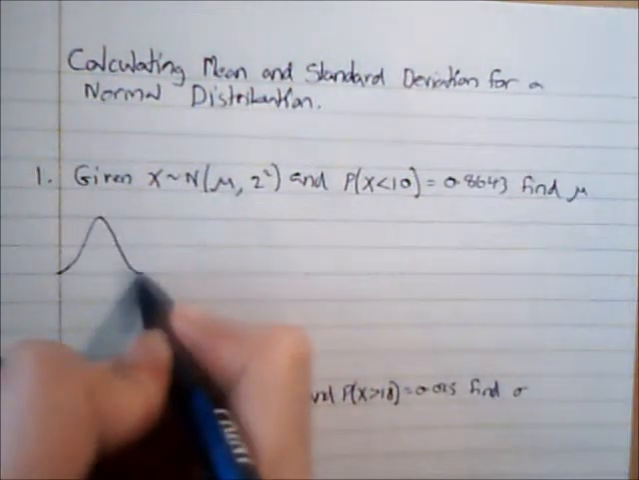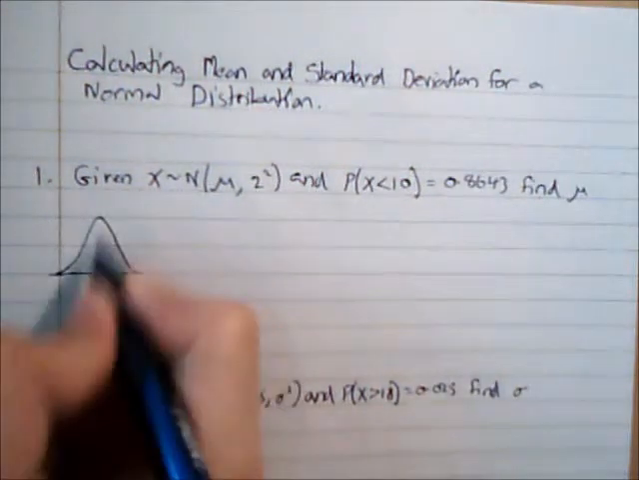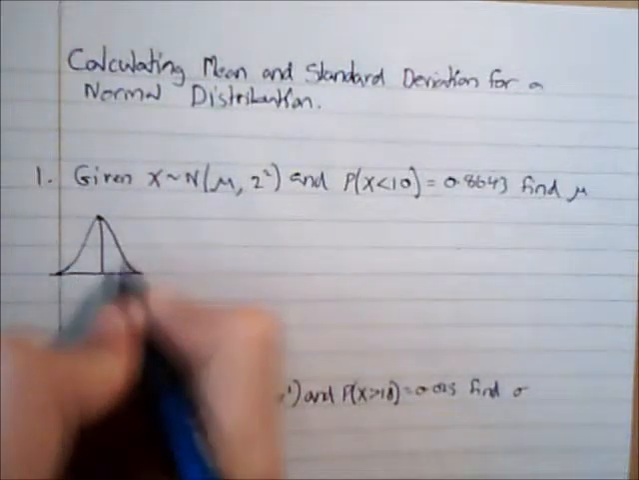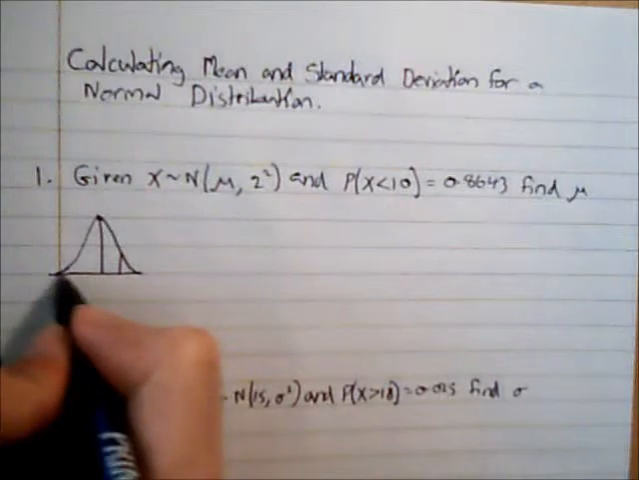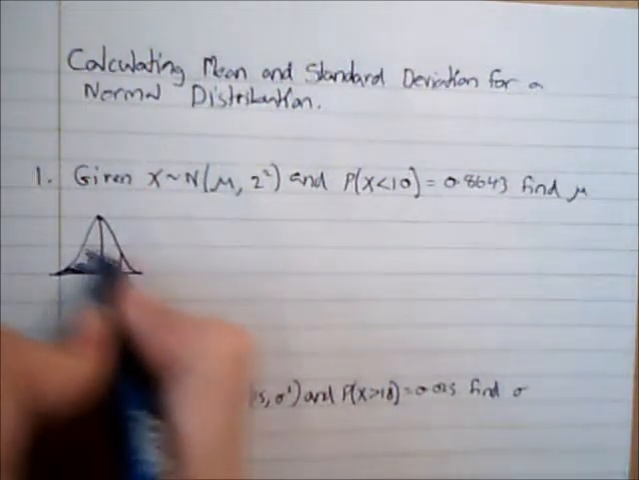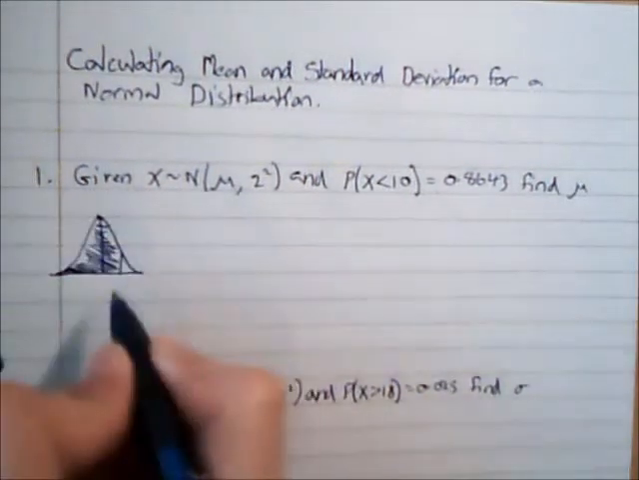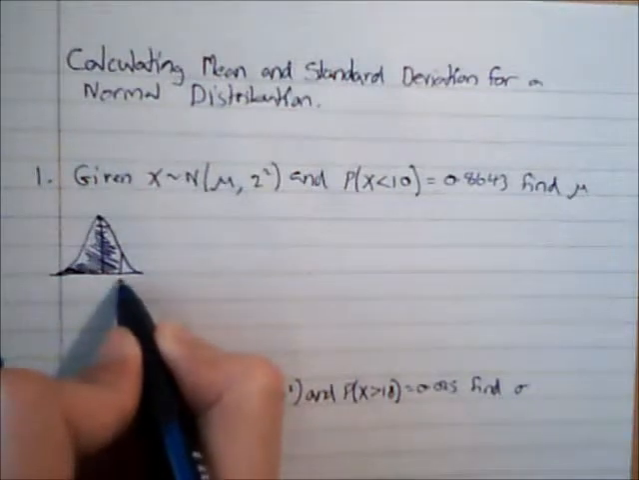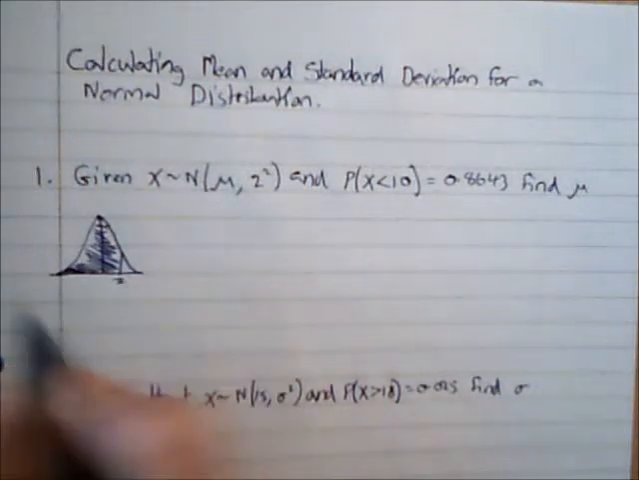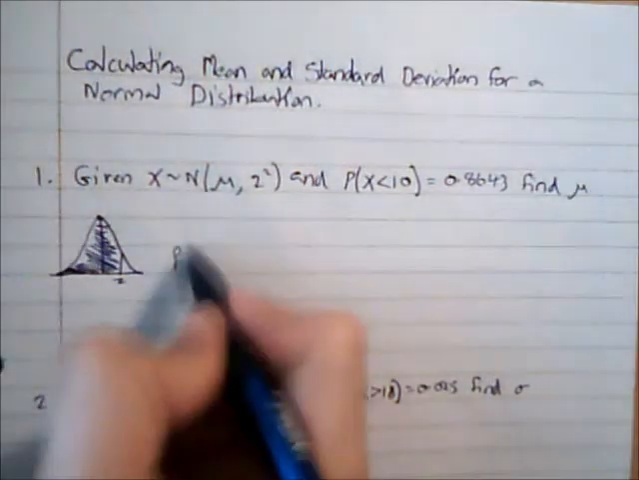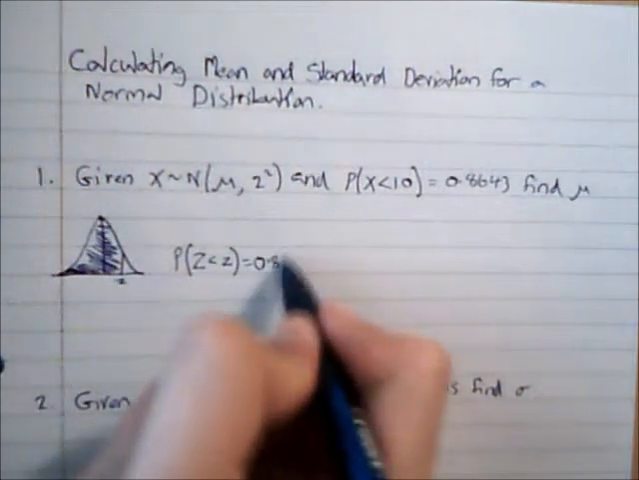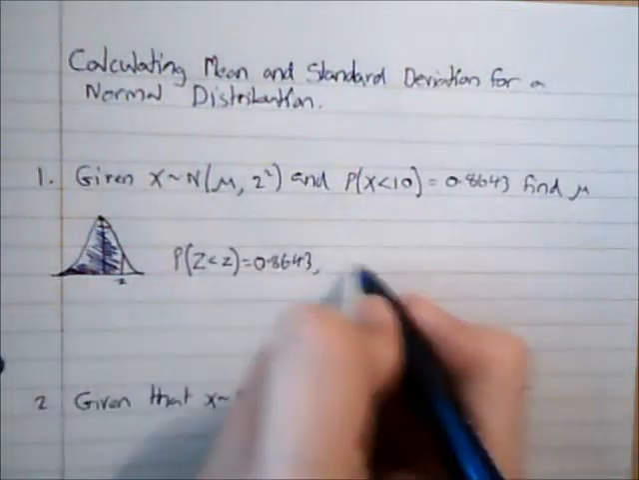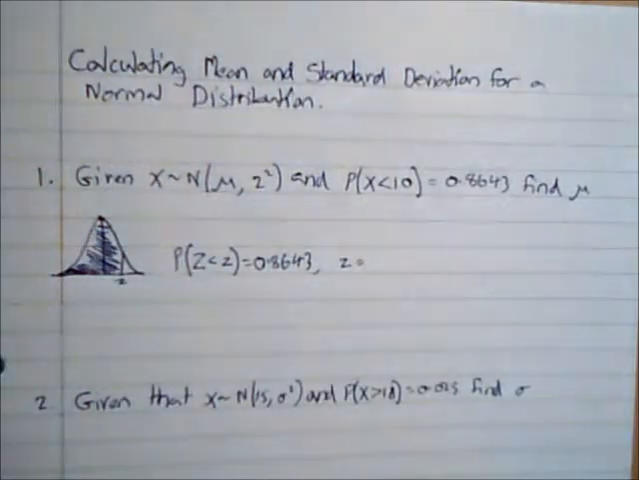So what do I know about this? Well, I know that I've got a probability of 0.8643 and it's less than something, so I know I'm talking about quite a large area here. And I know in terms of x that this number here is 10, but I want to find out what it is in terms of z. So the probability that z is less than z is equal to 0.8643. So therefore z is something I can look up.